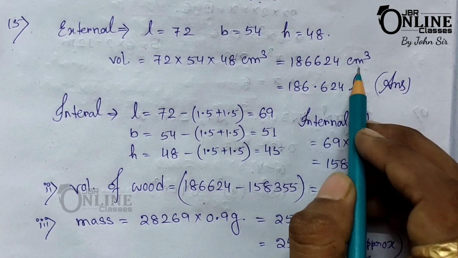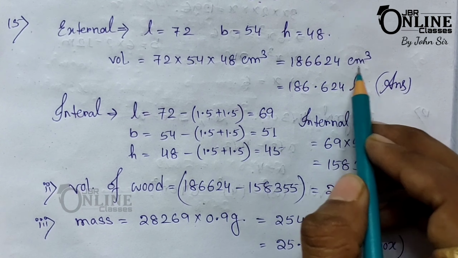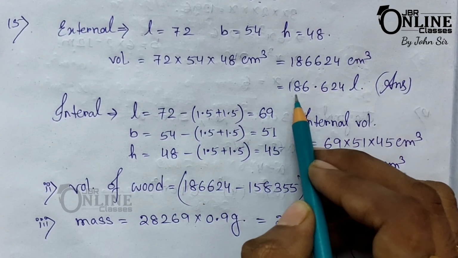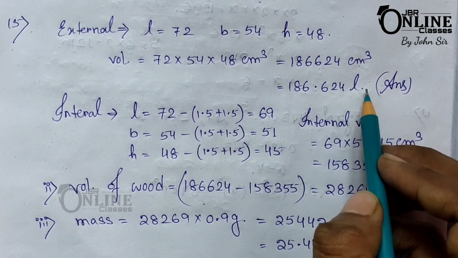Now you have to find out this answer in liters. You know that 1000 centimeter cube equals 1 liter. So divide it by 1000 and you will get 186.624 liter as the first answer.